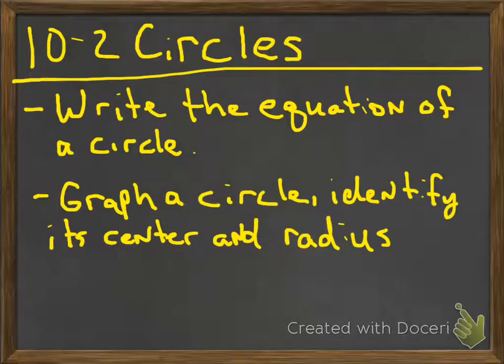Alright, so this is section 10-2, circles. So pretty much all these conic sections will have their own section, and we'll see how we can hopefully better understand these beyond the introduction that you got with 10-1. So we want to write the equation of a circle, and we want to graph a circle, identify its center and radius. And hopefully most of that should be pretty easy for you to be able to do.